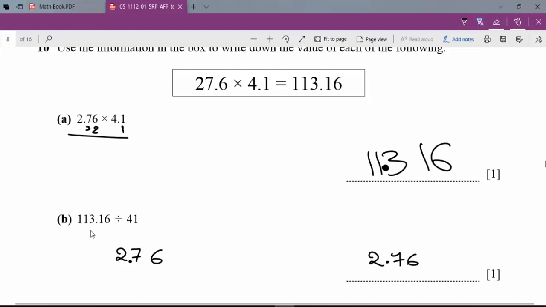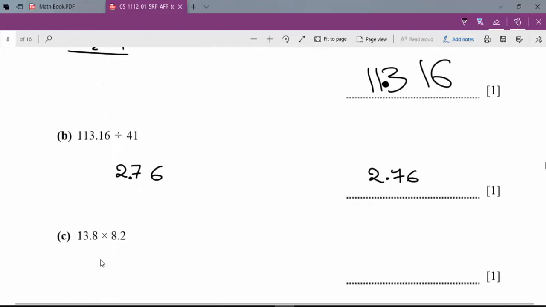Estimation helps in such questions. Think 100, if you divide it by 40, it will be nearly 2. Then it's 100 something divided by 41, it must be 2.76, because the fact gives you this number. So this is a quick check.